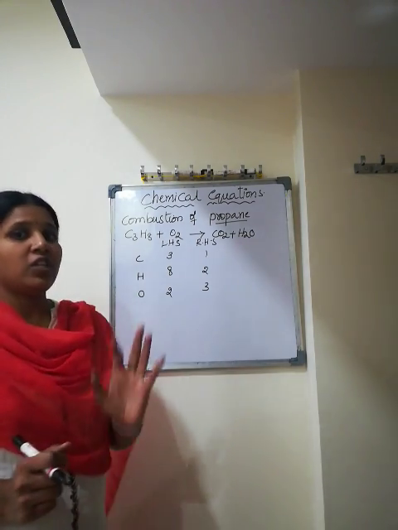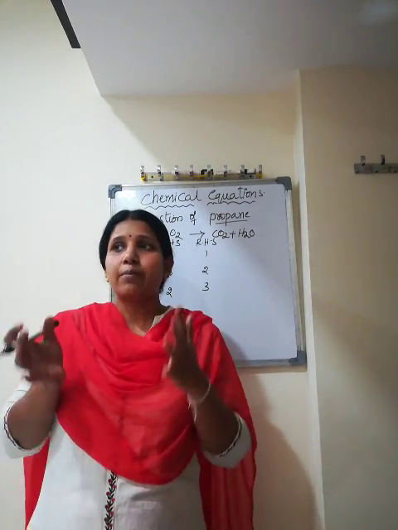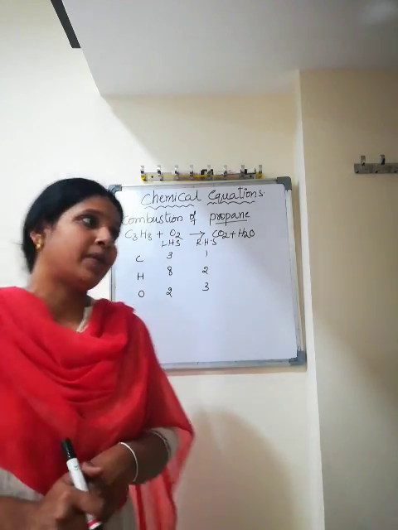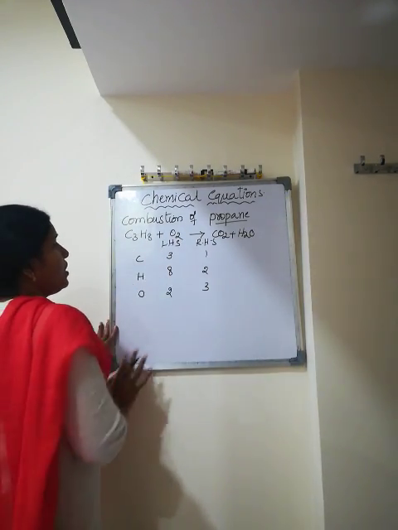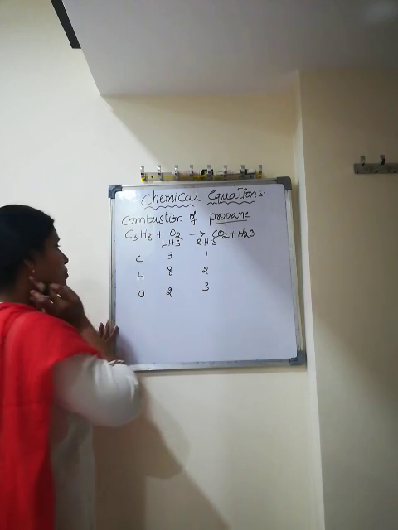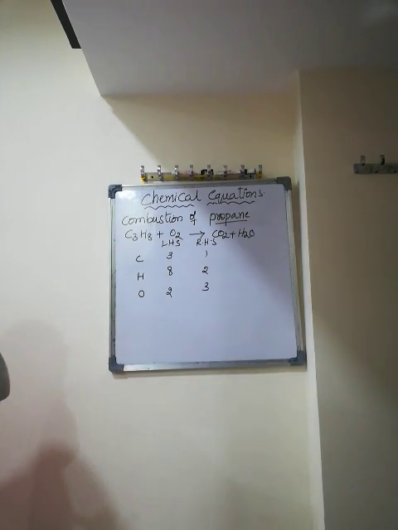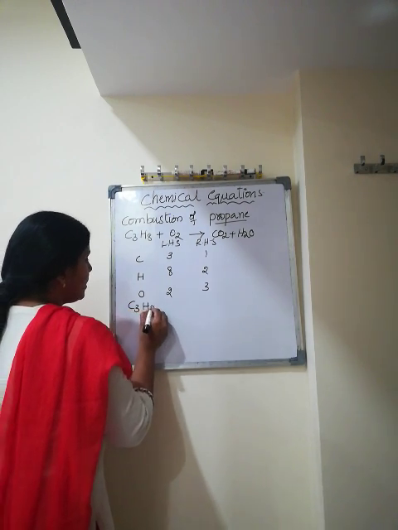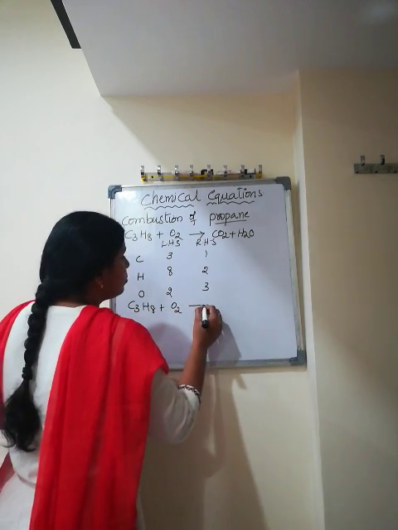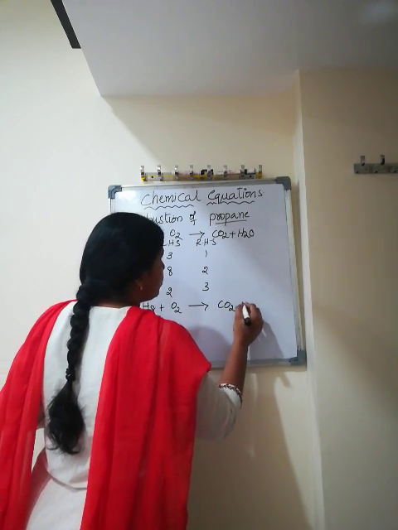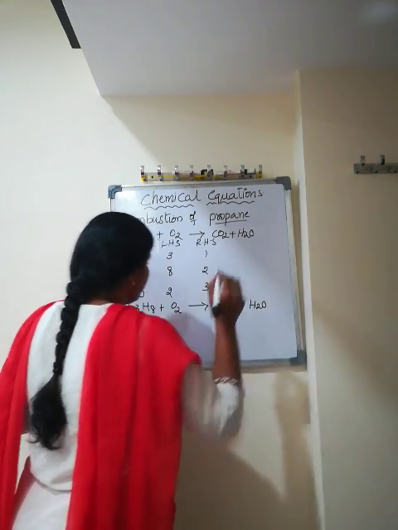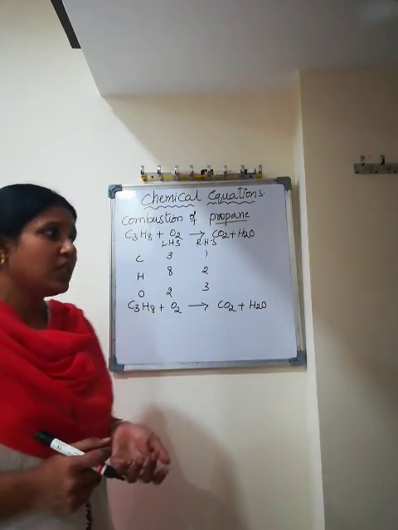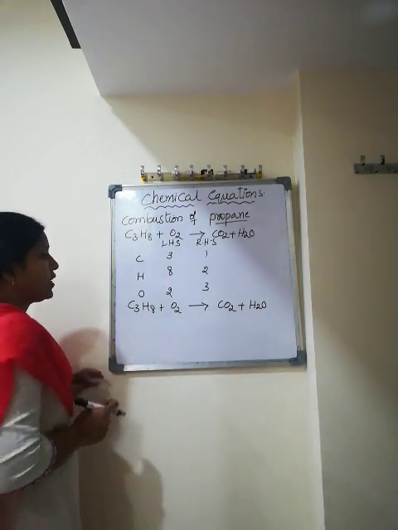While balancing that equation, I already told you to start balancing with the atoms having the larger number. If you observe this, hydrogen atoms are more, so you have to start balancing first with hydrogen atoms. So the equation is C3H8 plus O2 gives CO2 plus H2O. This is the equation. Now you have to balance it, starting with hydrogen atoms.